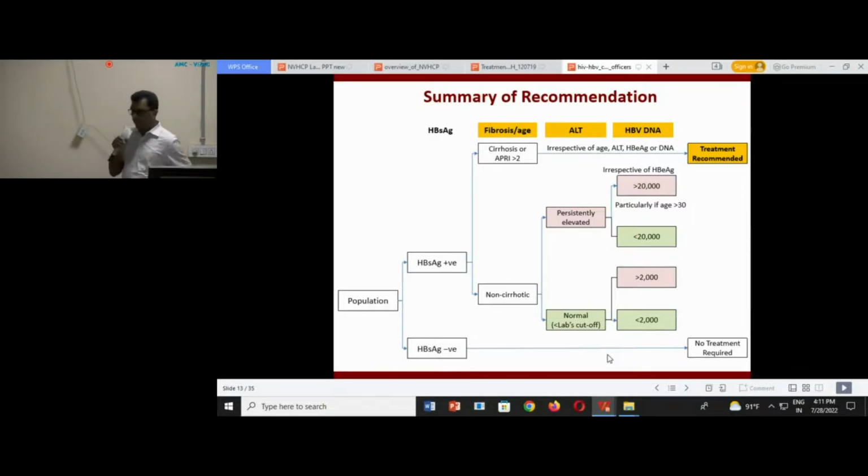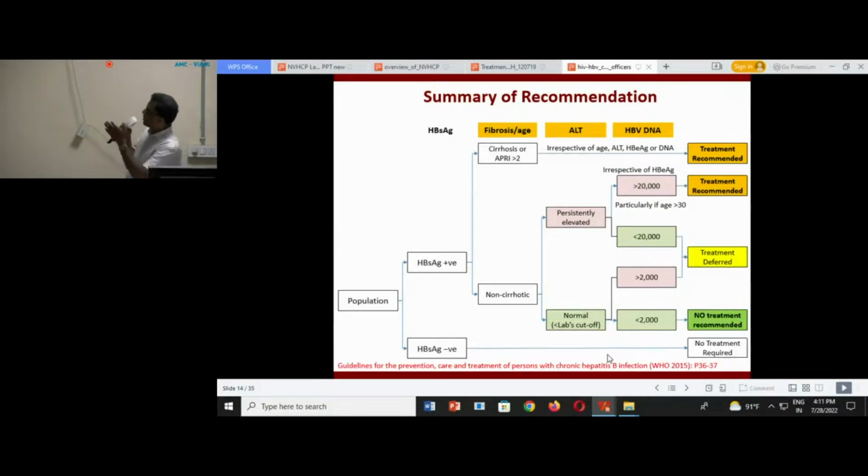Less than 20,000, again we have to wait. And then what about normal ALT? We just wait. And if the DNA is less than 2,000, usually we don't do anything. Right? So ALT more than 1.5 times, HBV DNA more than 20,000 international units, we treat. Less than 20,000, you have to wait again because these are the patients who sometimes can come back.